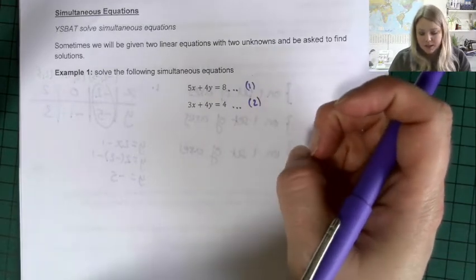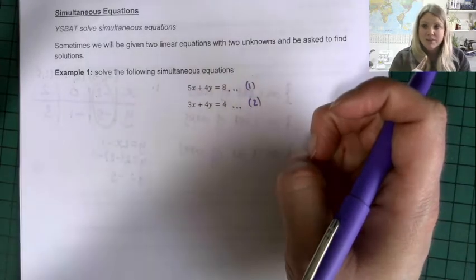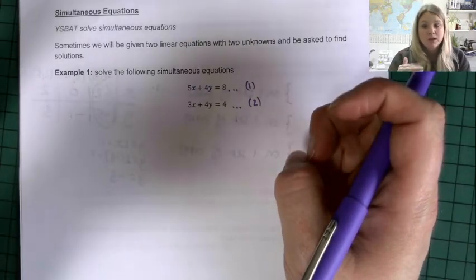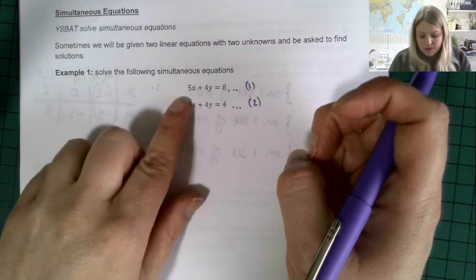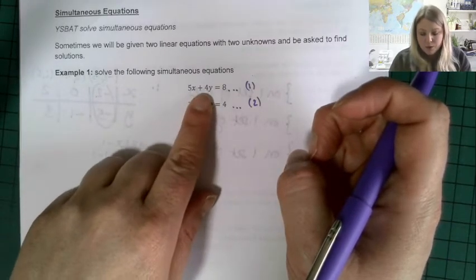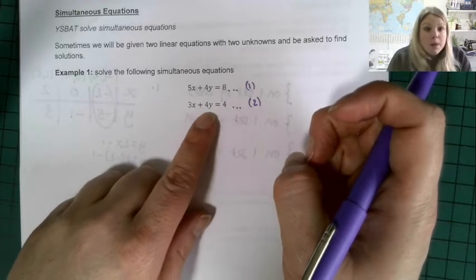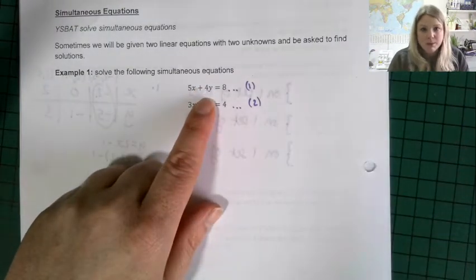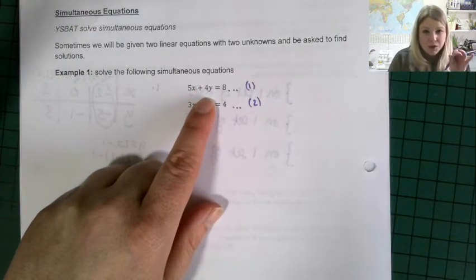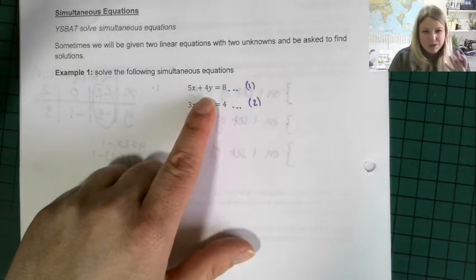So the aim of the game, to get rid of one of these terms, is to get to the stage where you have the same amount of either the x's or the y's, or whatever the letter is in the question. Here, 5x plus 4y equals 8, and then I've got 3x plus 4y equals 4. We already have the same number of y's, so I don't need to manipulate this one. This one's sort of starting us off gently. But we're going to carry out the same technique that we would do if we were having to manipulate them.